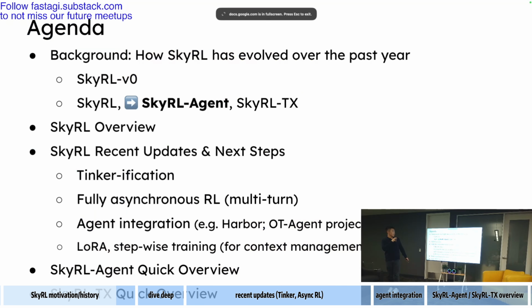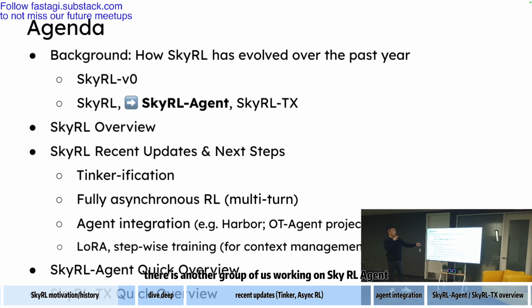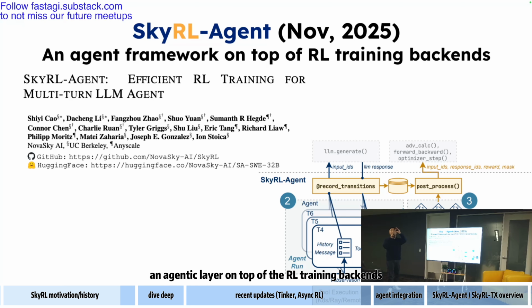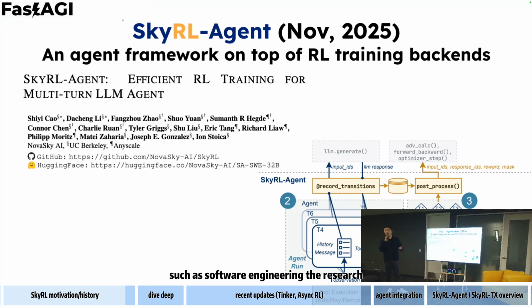And while some of us were working on SkyRL, there's another group of us working on SkyRL Agent, which was released November 2025. It is an agent framework, an agentic layer on top of the RL training backends. I will also go over it quickly, but it's basically an agent layer. It allows you to define your own agent in the framework, and there are various training recipes that come along with it, such as software engineering, deep research, biomedical agent, etc.